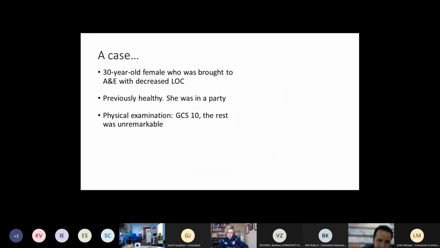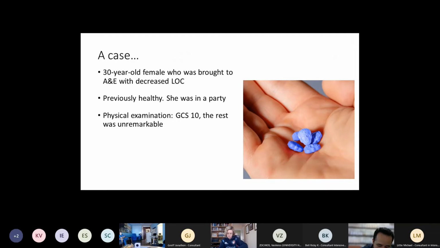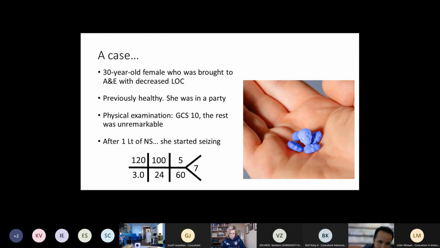So we have a 30-year-old female who was brought to A&E, and she's unresponsive. She's previously healthy. She was at a party. The physical examination shows a Glasgow Coma Scale of 10. The rest is unremarkable, and someone tells you that during the party someone gave her ecstasy. So she gets a liter of saline because someone put a line in her, and she starts having a seizure.